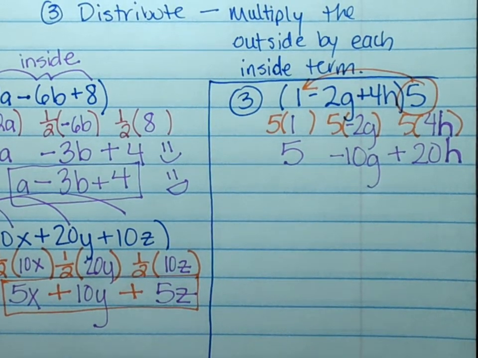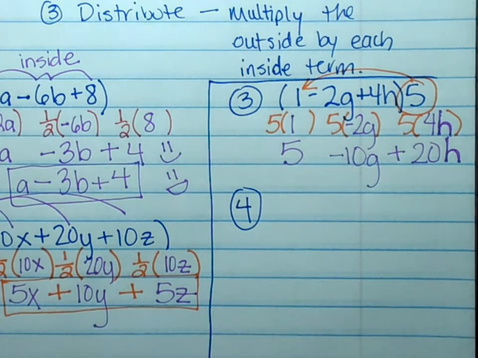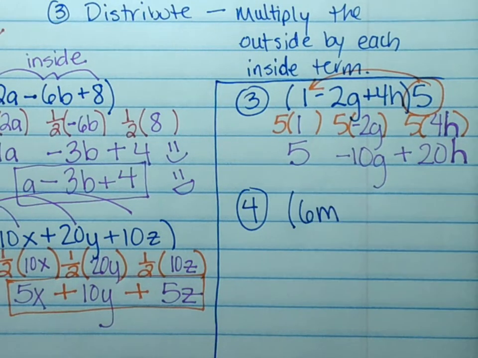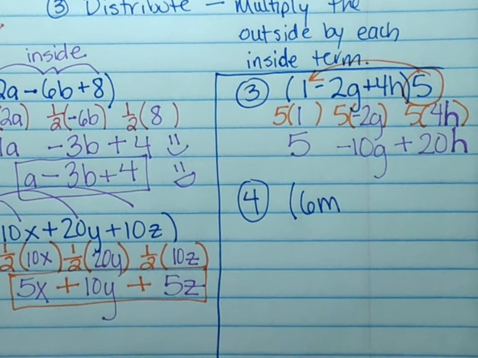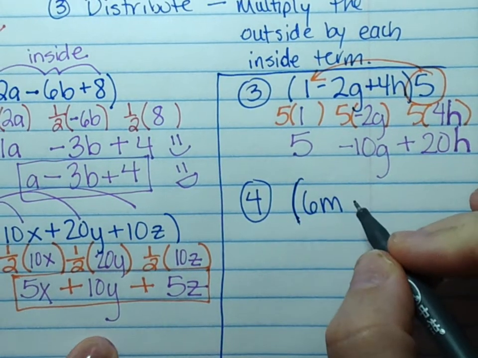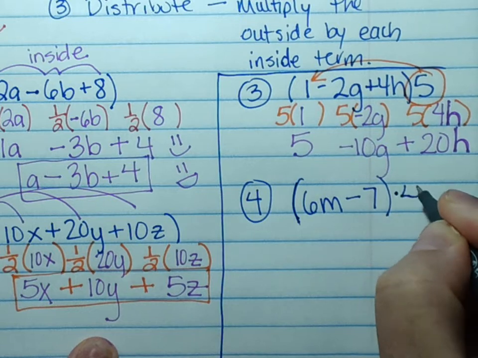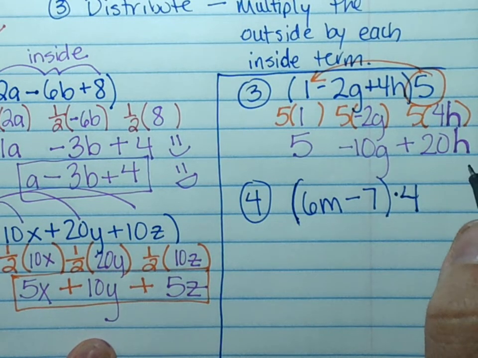Okay, last but not least, I want you guys to try on your own this fourth question. I started writing it down before I recorded it. So the fourth question is in parentheses 6m minus 7 times the number 4. So try this on your own, then come back.